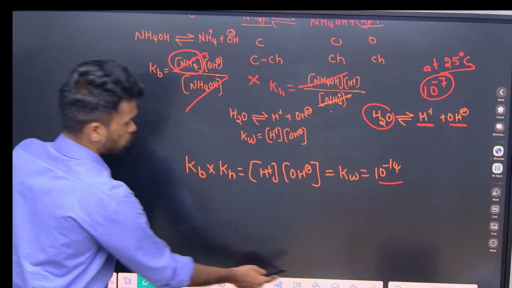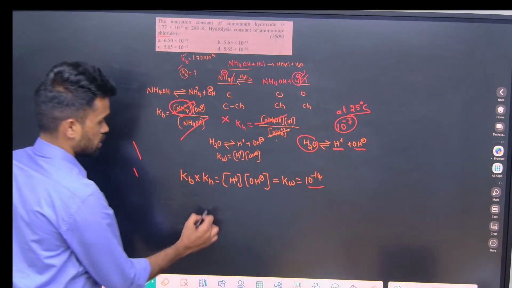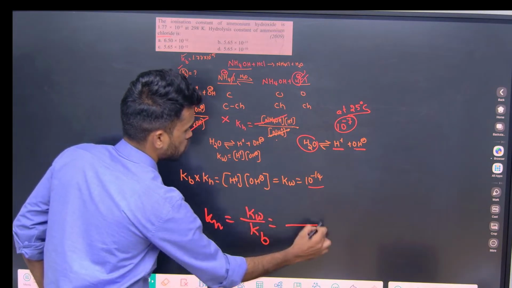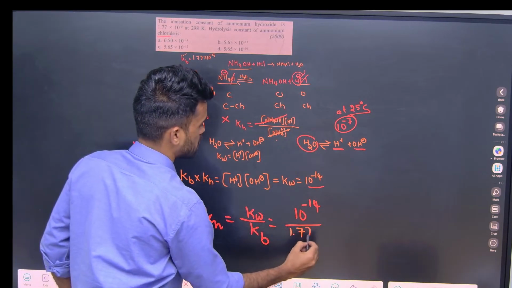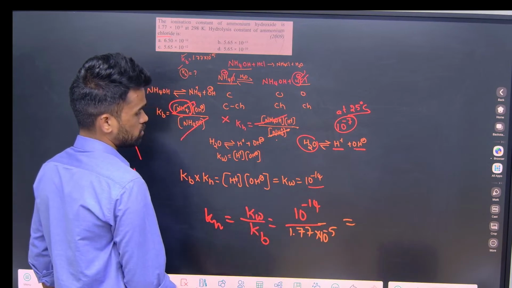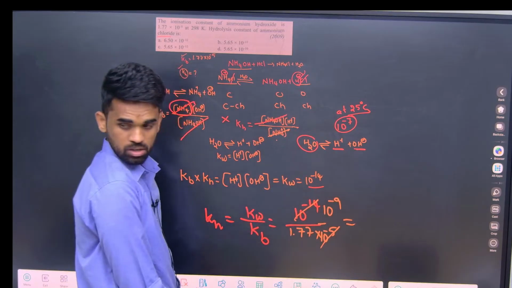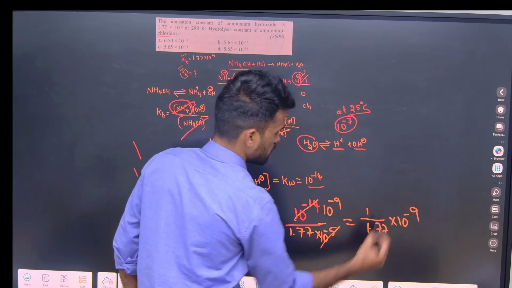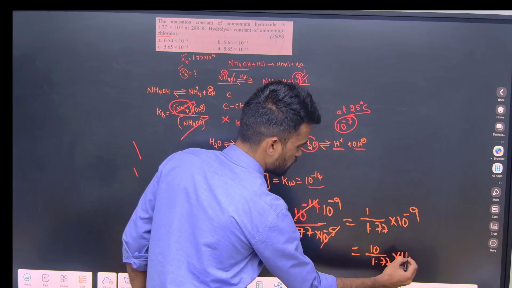Now, what Kb value did they mention in the question? So Kh, what can I write? Kw by Kb. Kw is how much? 10 power minus 14, by Kb, which is how much? 1.77 into 10 power minus 5. So how can you write this now? This will be 10 power minus 9, 1 by 1.77 into 10 power minus 9. So you just take it as 10 by 1.77 into 10 power minus 10.